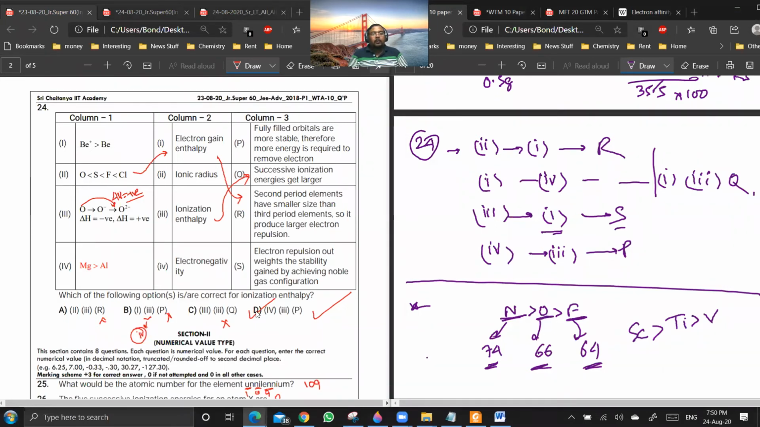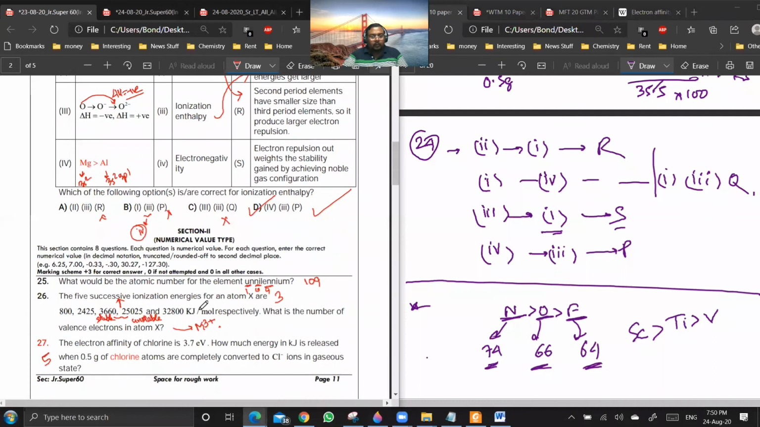Which brings us to option 4, magnesium greater than aluminium. Now in this case, they are talking about ionization energy, which is 4, 3 and P, which is the correct one. Because magnesium is having ns2 configuration, and this is 3s2, 3p1. Are you getting a point? Yes, sir. Okay, so answer is D. 24 is done, I presume. Okay, so let us move forward.